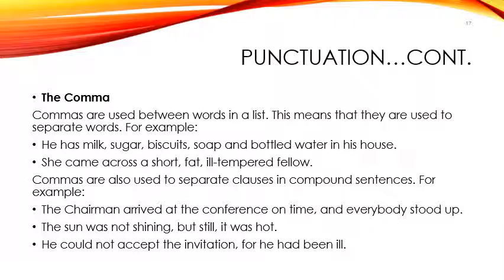Commas are also used to separate clauses in compound sentences. Can we recall where we have two or more independent clauses is called a compound sentence? How do we separate between the clauses in compound sentences? We use a comma. The chairman arrived at the conference on time, and everybody stood up. Can we see? On time, then you have a comma there. And everybody stood up. Although you have a coordinating conjunction, and, all the same, a comma is used to separate between the two clauses.